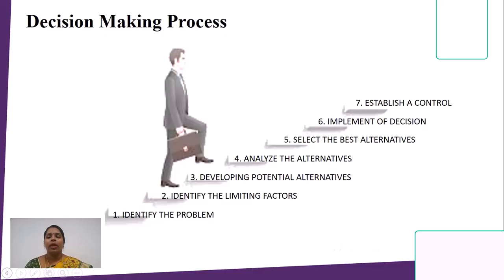Managerial economics will give you a 7-step procedure on how to take a decision. Step 1. Identify the problem. Step 2. Identify the limiting factors. Step 3. Developing potential alternatives. Step 4. Analyzing the alternatives. Step 5. Select the best alternative. Step 6. Implement the decision. Step 7. Establish a control. Let us see in detail what each step a managerial economist has to take.